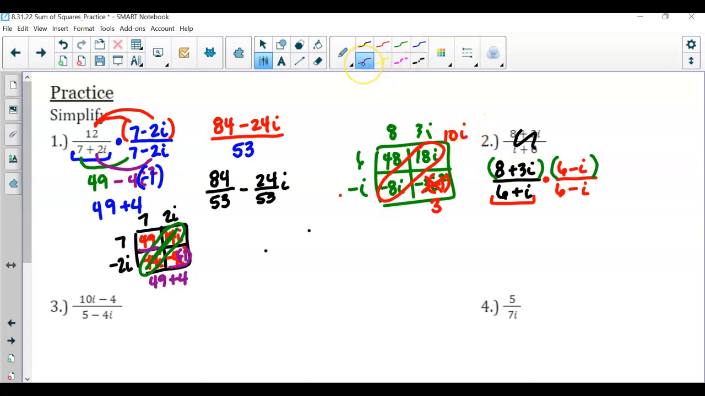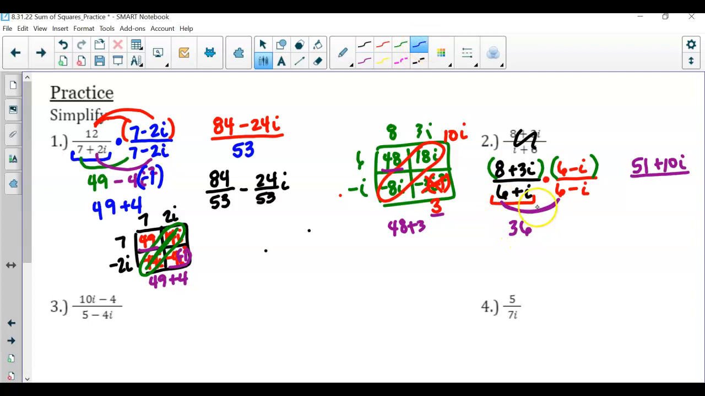So now with combining like terms, we have 48 plus 3, so 48 plus 3 is 51. In our numerator, we have 51, but don't forget your i term, the imaginary, so plus 10i. Over, so here we go, 6 times 6 in our denominator is 36.